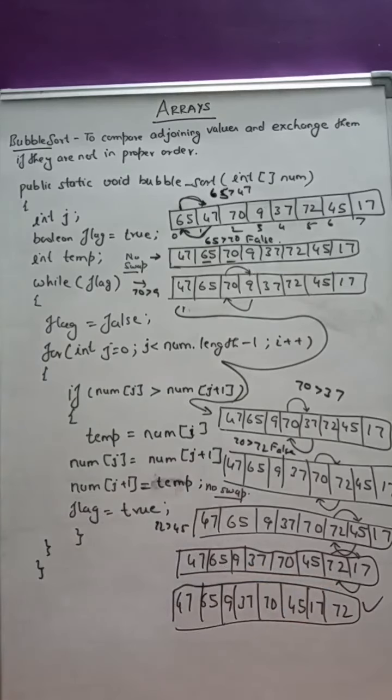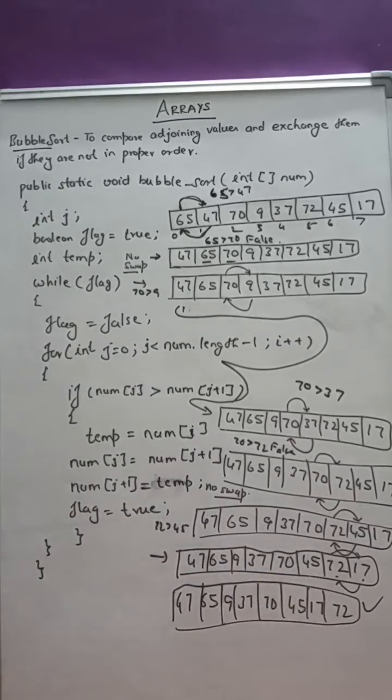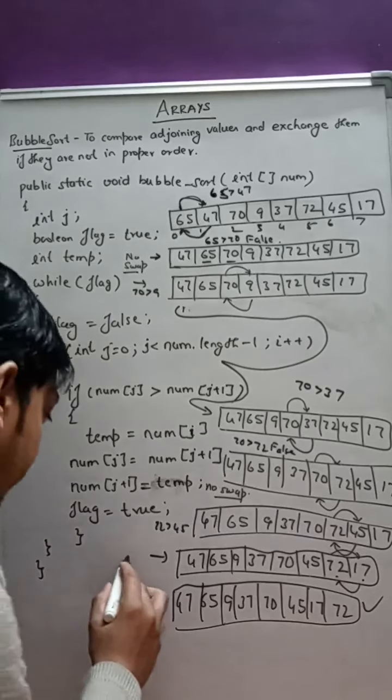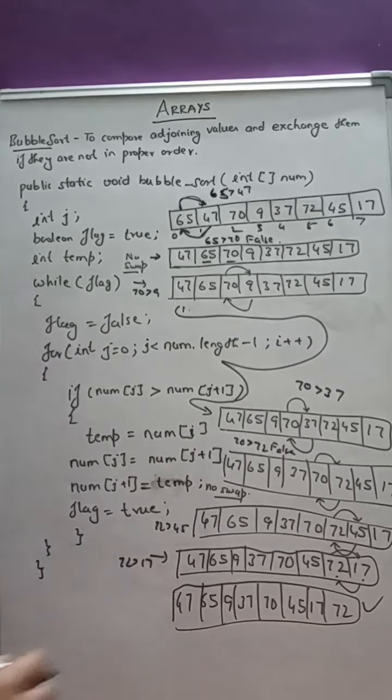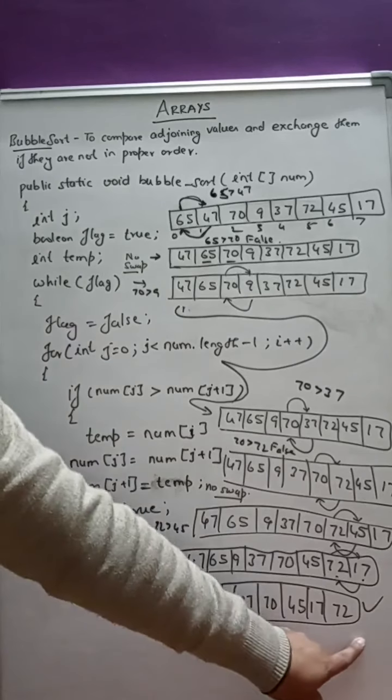Now in the next step, you can see that we will be comparing 72 and 17. When you compare 72 and 17, in this case again the swapping will occur because 72 is greater than 17. So the swapping will occur and the array will be like this over here.